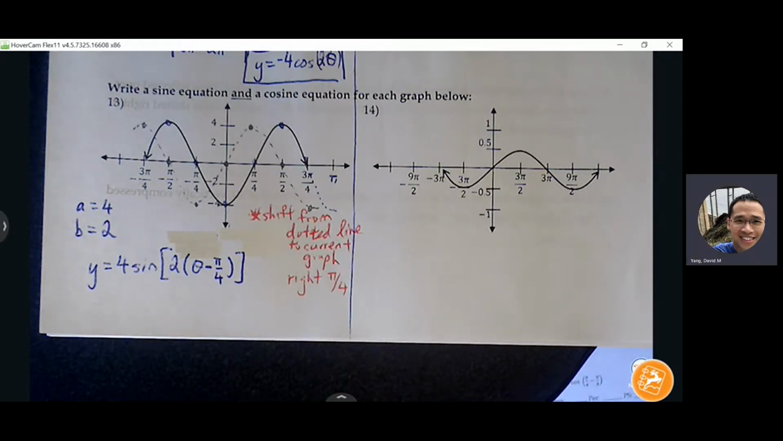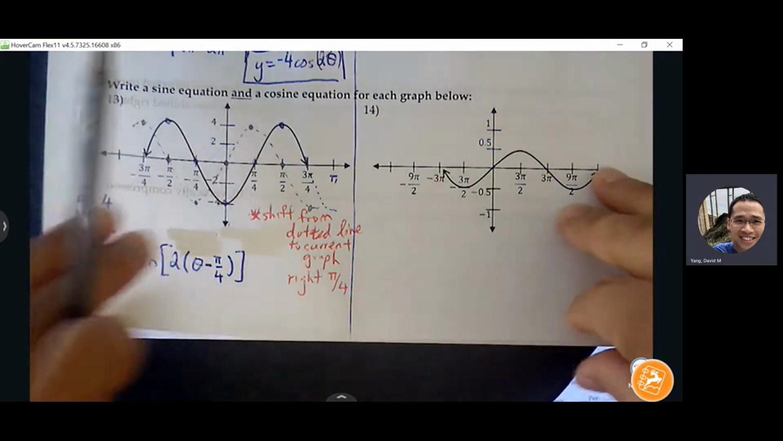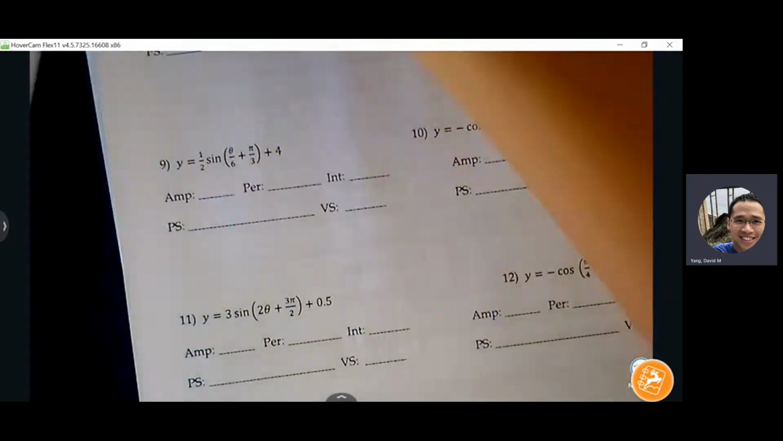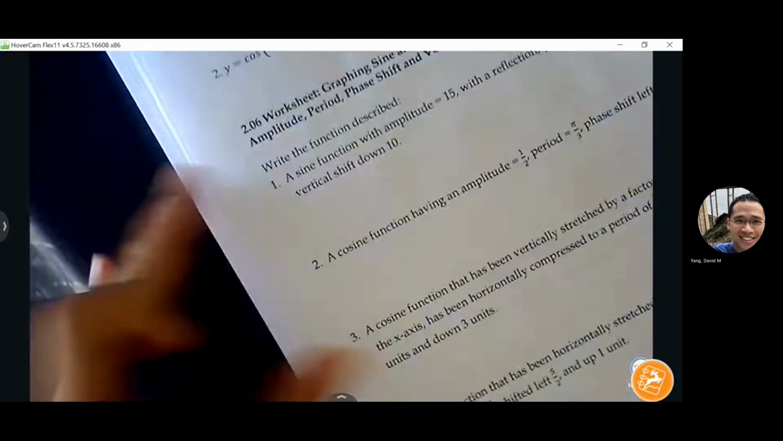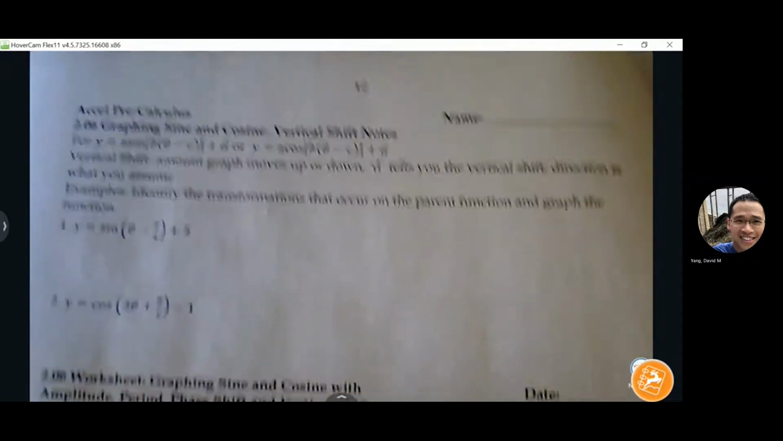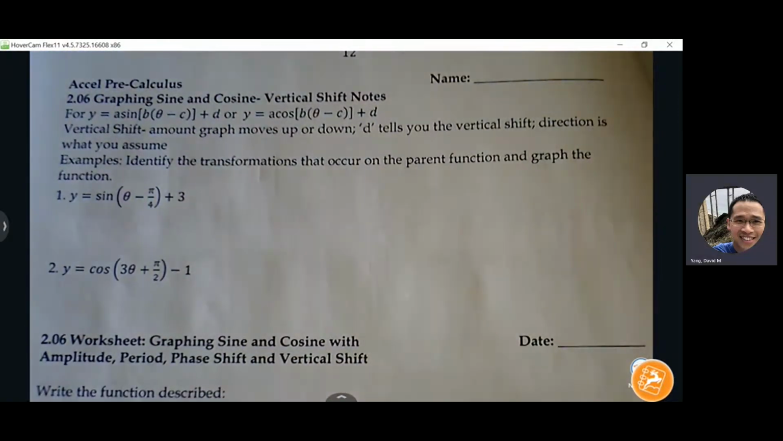Okay, we'll save number 14 for tomorrow so we can get some more practice with this. But I do want to introduce the last topic, which is vertical shift. Vertical shift is easier than what we've done. We're going to do everything up to the phase shift, and I'll show you what that vertical shift is going to be like at the end. So we're just building layers on top of our previous problem. Okay, page 12.